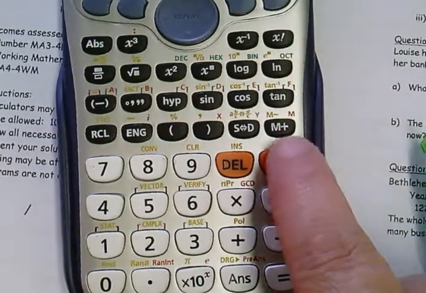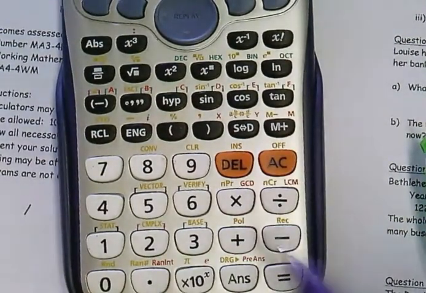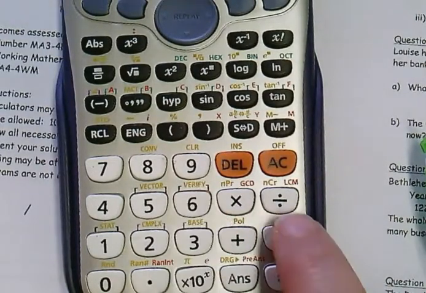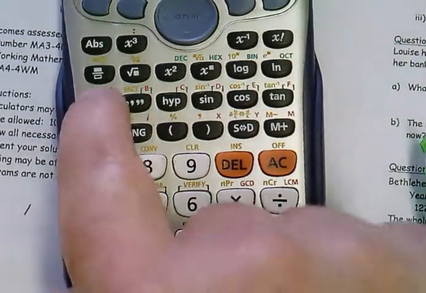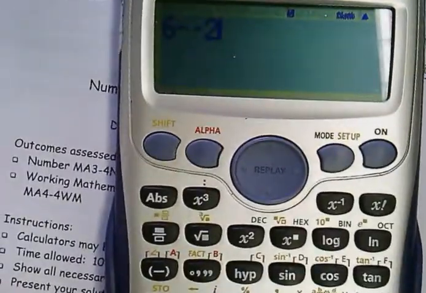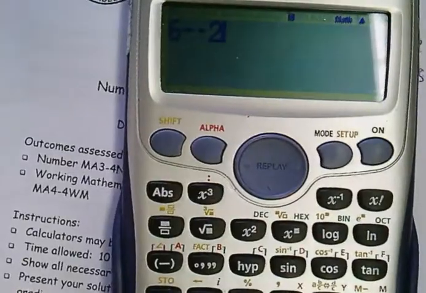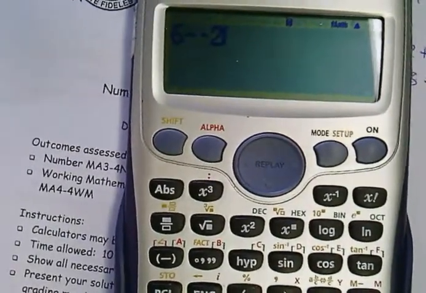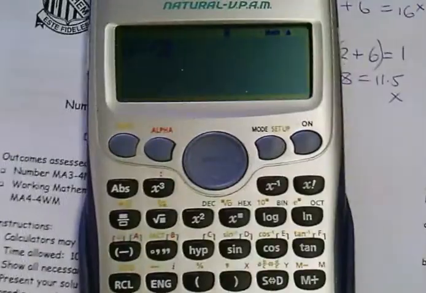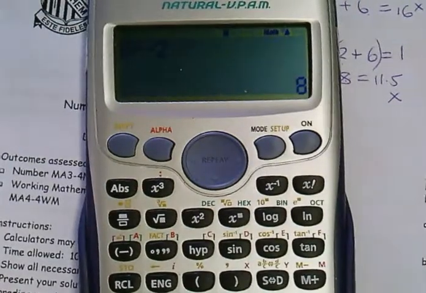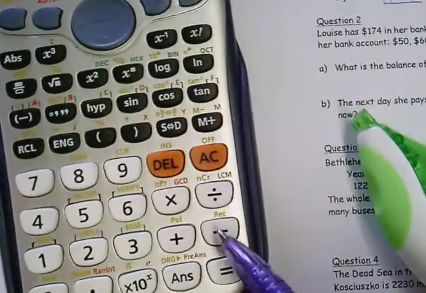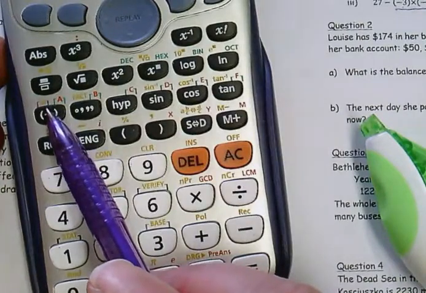Well, it sort of does work, but if I want to do 6 take away -2, look at my screen, 6 take away -2, the answer will be 8, because 6 take away -2 is +8, and if I press equals, I do get 8. But this is the take away symbol, this is the negative symbol.